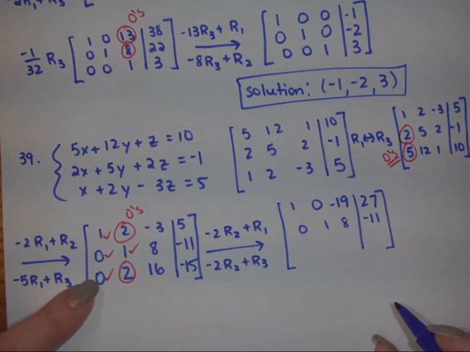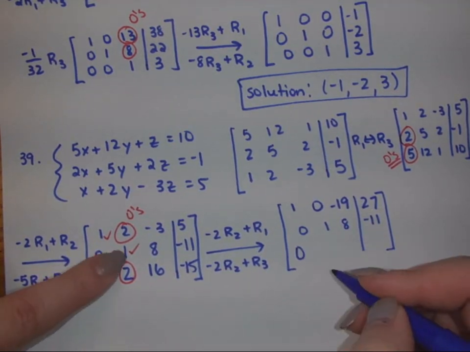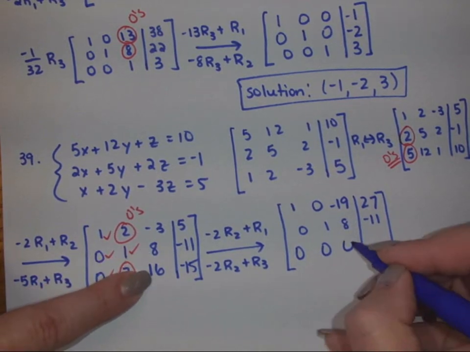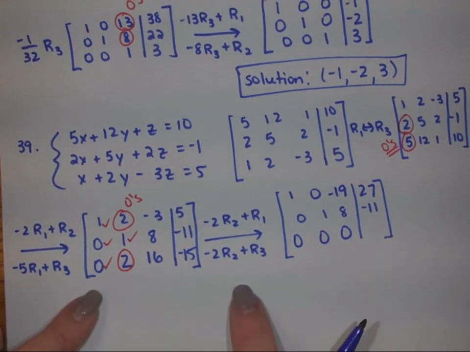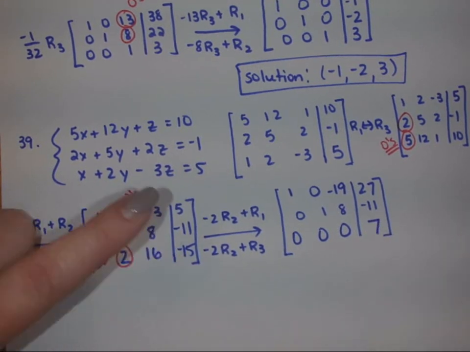And then let's see what I get here. So negative 2 row 2 plus row 3, right? So 0 and 0 is still 0. Negative 2 and 2 is 0. Negative 2 times this plus this is 0. So again, I'm getting something weird, and it all depends on what I get here as to what my conclusion is. So negative 2 times this is 22, plus this is 7.